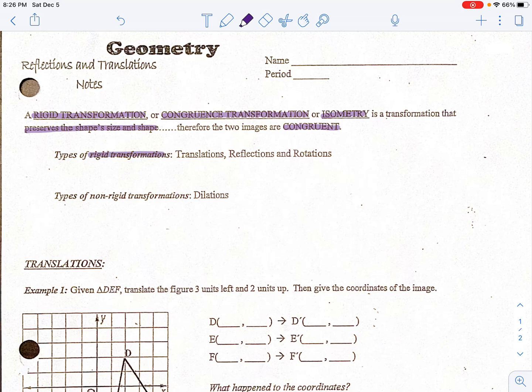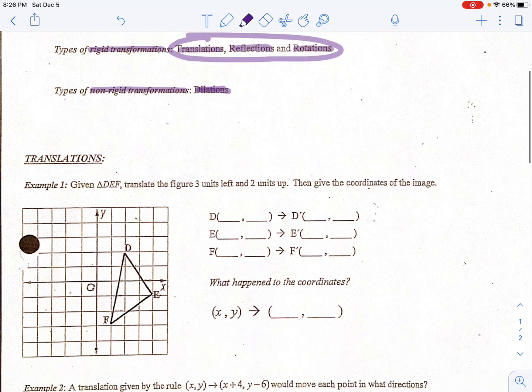So we have types of rigid transformations. There are 3 of them, like I mentioned. We have translations, reflections, and rotations. There's one type of non-rigid transformation, and that is a dilation. Later on this year, we're going to study dilations. All right, but for focusing, we're just focusing these first 3, translations, reflections, and rotations for the next couple weeks.